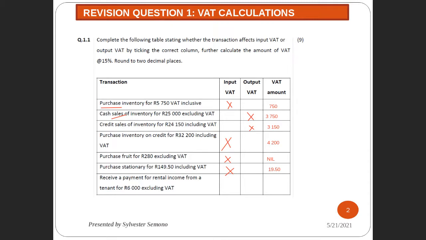I told you when you buy, it's input. When you sell, output, simple as that. Unless you've got special reasons, like for example, returns from customers and bad debts, things like that. Remember, I told you that you do the reversal there. I hope that you understand now. Laken and Hannah, do you understand the reason why I said input?